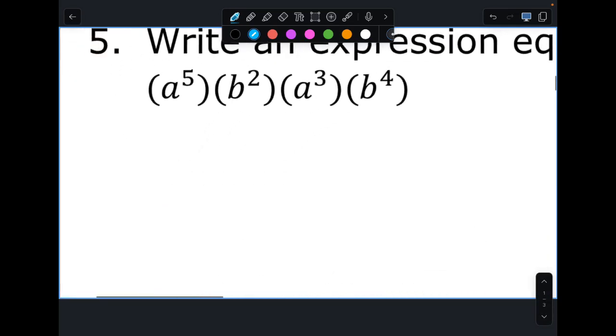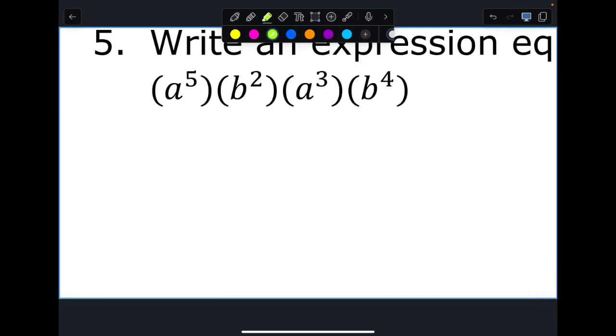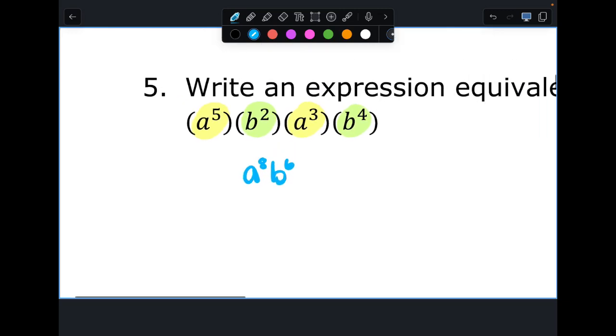All right, number 5, group. When we group our a's together, we get a to the power of 8. 5 plus 3 is 8. Group your b's, you get b to the power of 6. 2 plus 4 is 6. Number 6 is a different rule. What rule do we use here?